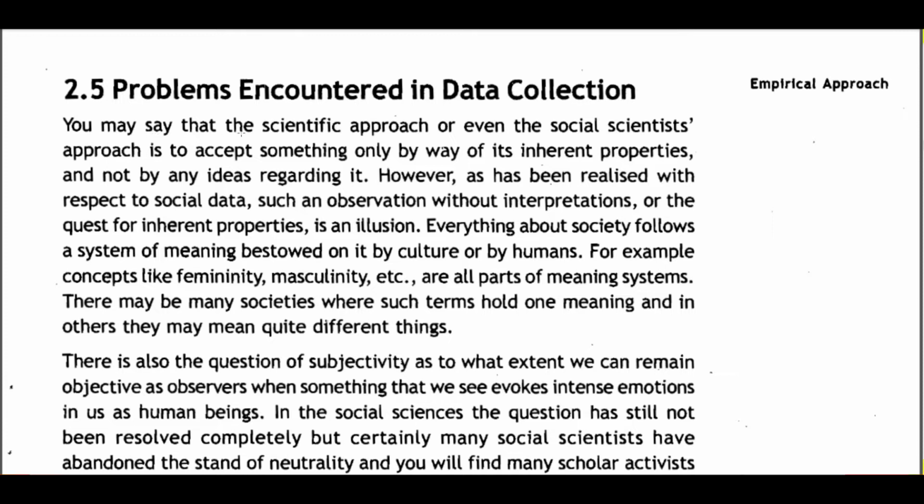You may say that the scientific approach, or even the social scientist approach, is to accept something only by way of its inherent properties and not by any ideas regarding it. However, as has been realized with respect to social data, such an observation without interpretations or the quest for inherent properties is an illusion. Everything about society follows a system of meaning bestowed on it by culture or by humans.